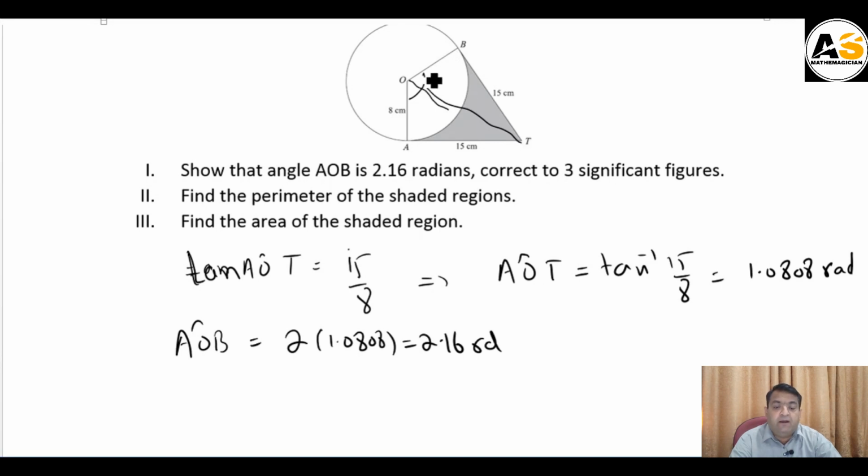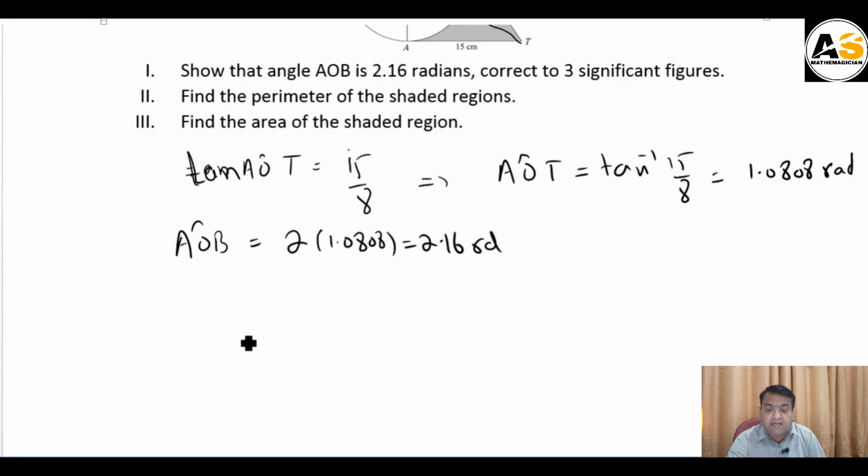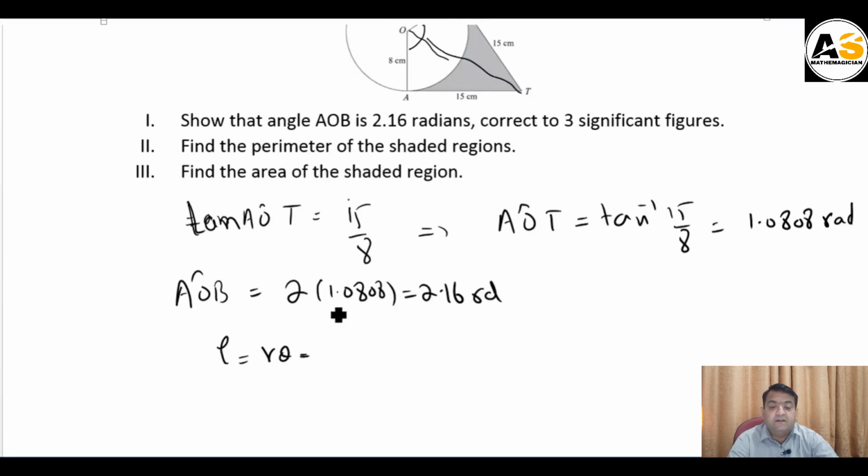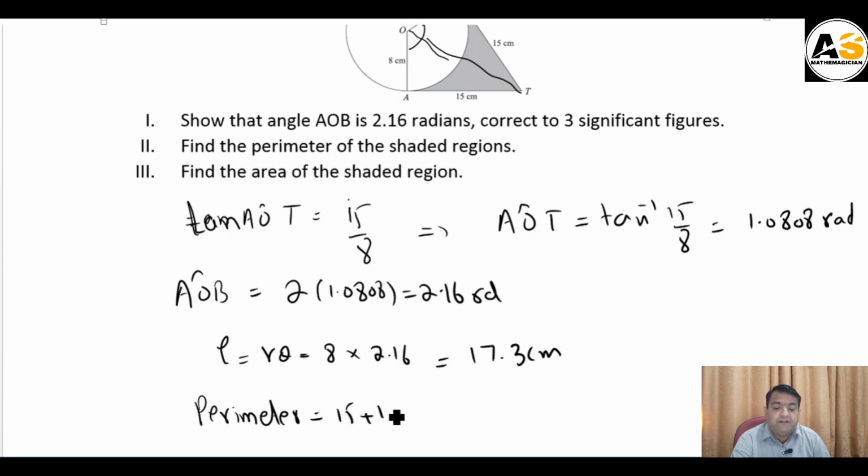Now we know the angle AOB. So arc length, formula for arc length is L is equal to R theta. R is basically the radius, which is 8, and theta is 2.16. So what will be the arc length? This arc length will be 17.3 centimeter. So perimeter of the shaded region will be 15 plus 15 plus 17.3 centimeter, which is 47.3 centimeter. This was part 2 of this question.